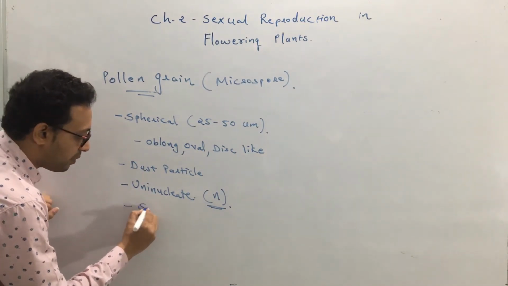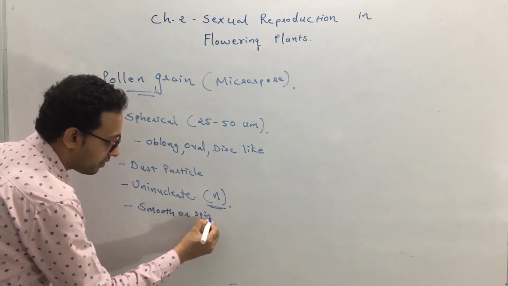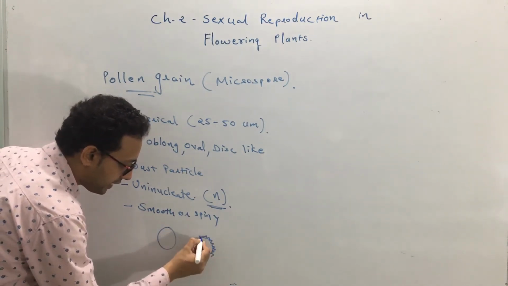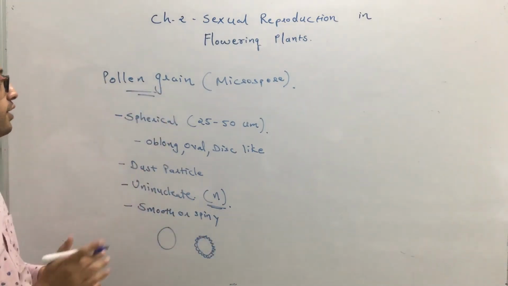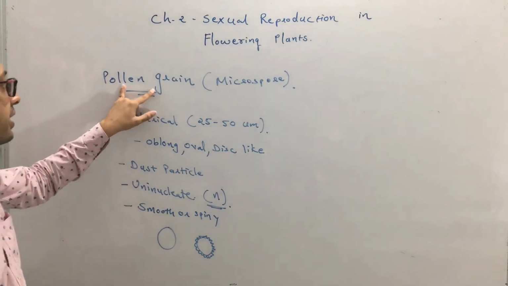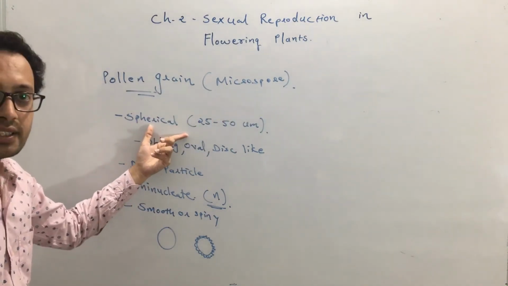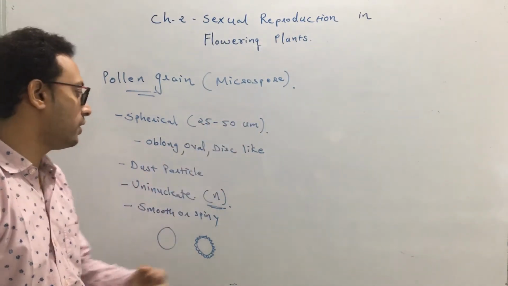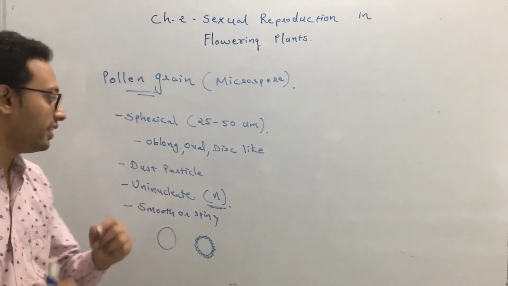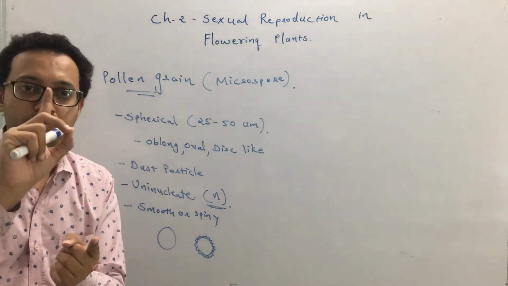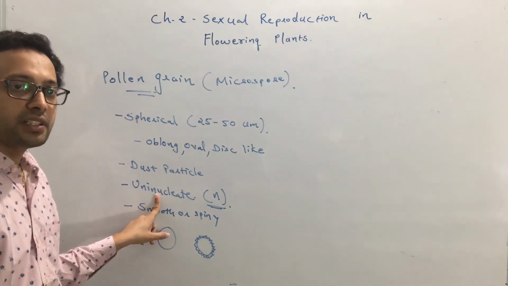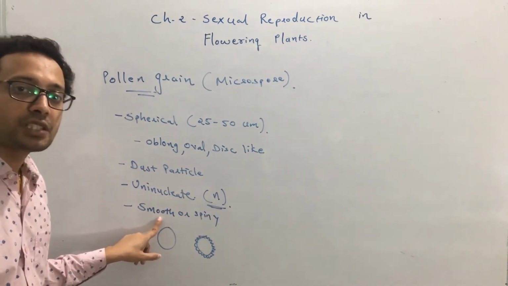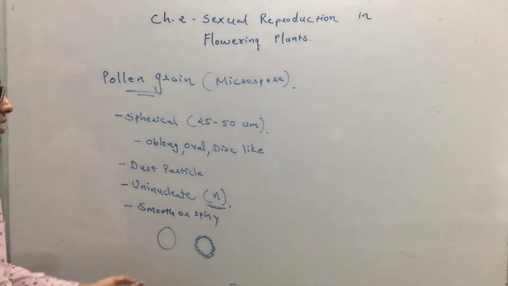If you see its surface, the surface may be smooth or it may be spiny. It may be smooth and spherical, or it may be spiny, like this. So this is the basic information regarding a pollen grain. What's another name of pollen grain? Pollen grain can also be called a microspore. Usually it's spherical in shape with a diameter of 25 to 50 micrometer. Sometimes it can also be observed in different shapes like oblong, oval, disc-like, etc. Morphologically it looks like particles of dust. It is unicellular, made up of one cell, and contains one nucleus. That's why it's called uninucleate. It contains N chromosomes. The surface may be either smooth or spiny. So this is what the pollen grain looks like.